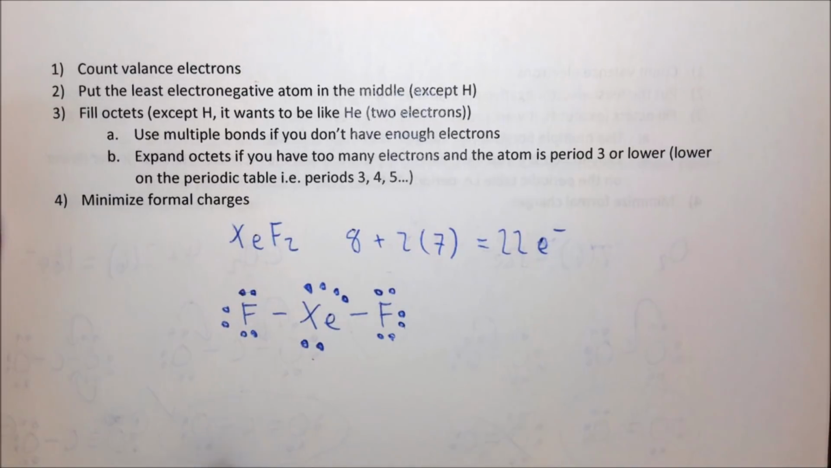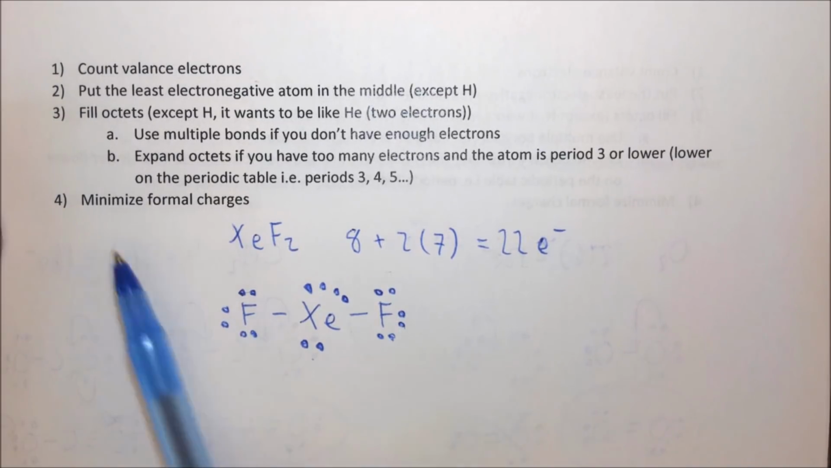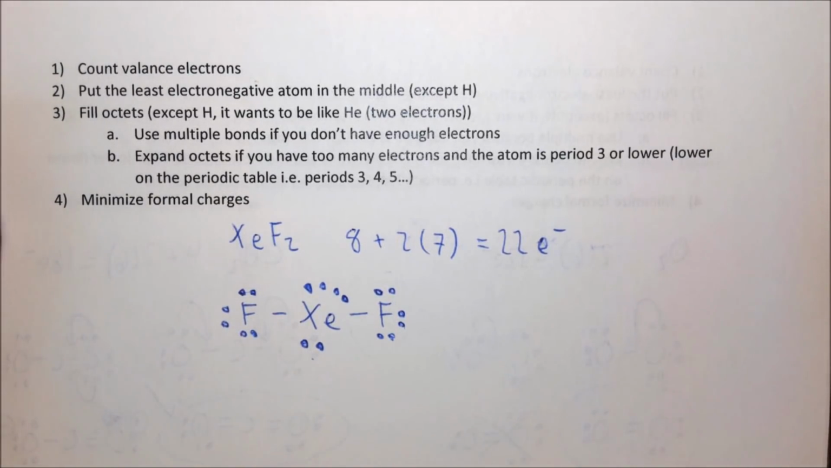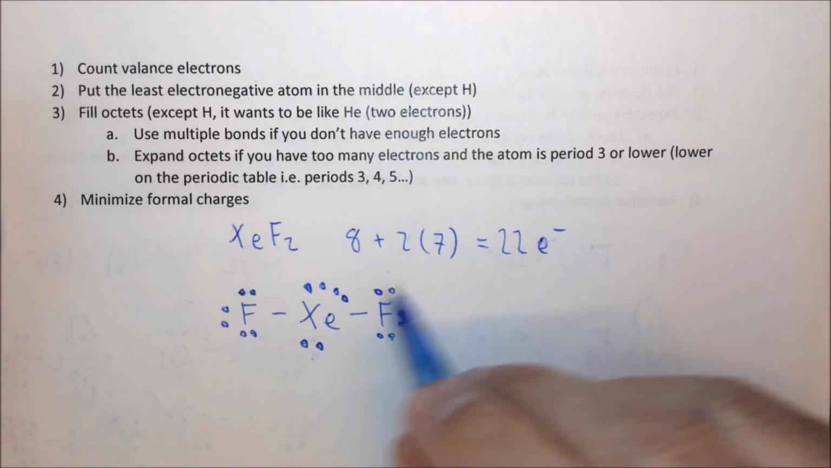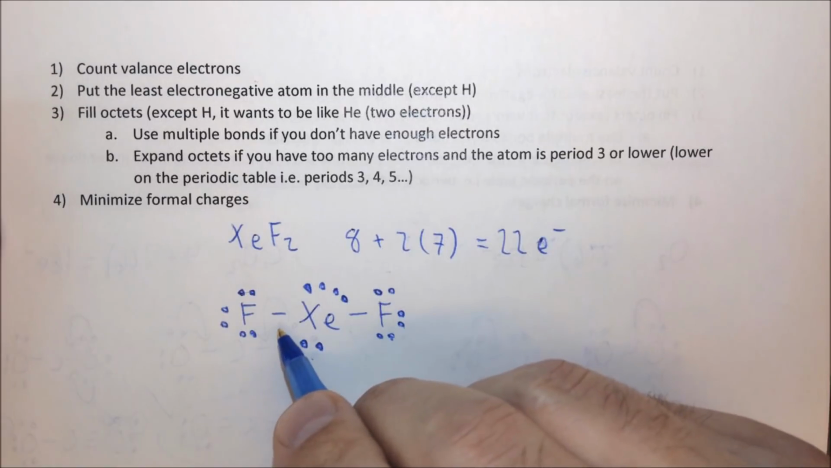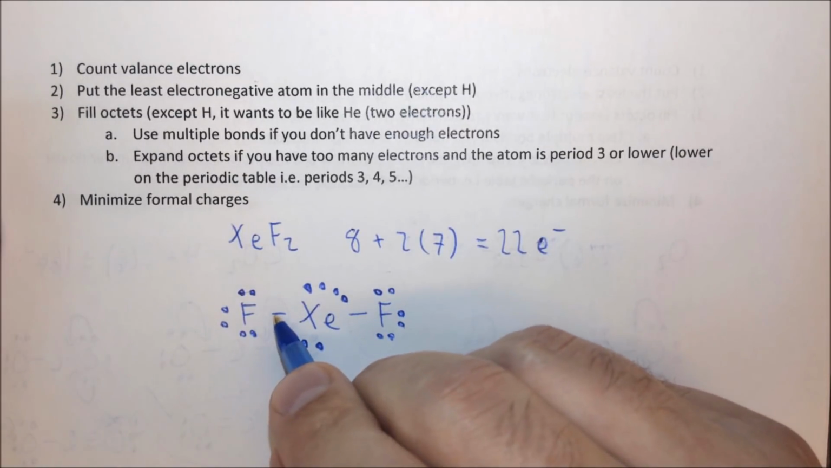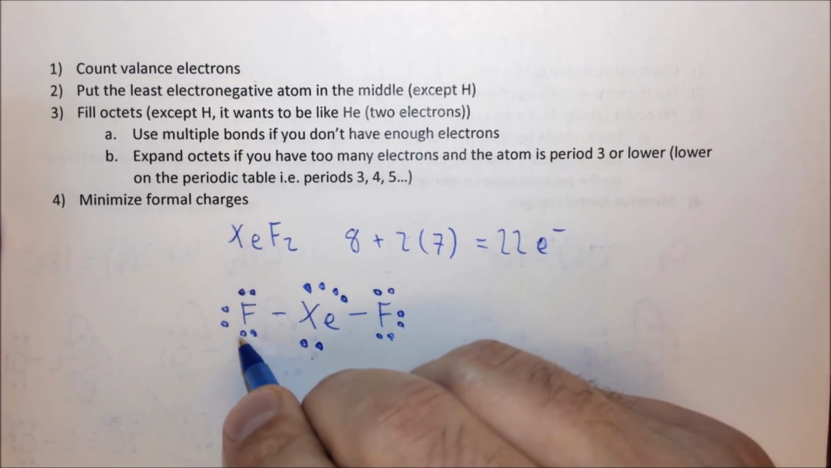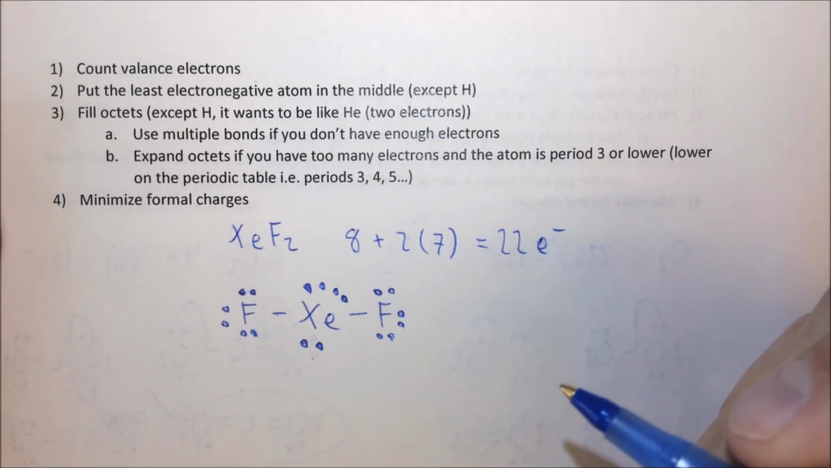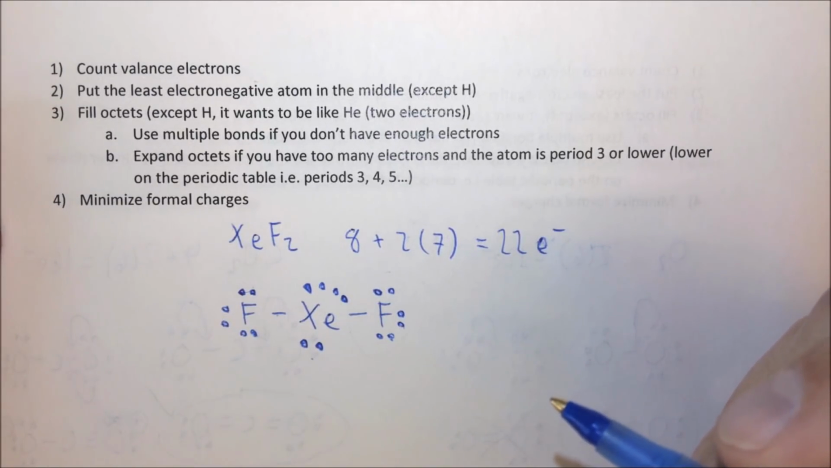So we need to see, was that a good decision to expand xenon's octet, or should I have expanded fluorine's octet? It turns out you can't actually expand fluorine's octet because it's in period 2. But we can check the formal charges to see if that was a good decision. So let's do that. Fluorine wants to have 7 electrons around it, and it has, remember to count the dots as 1 and count the dashes as 1, 1, 2, 3, 4, 5, 6, 7. Wants 7, has 7, it's neutral.